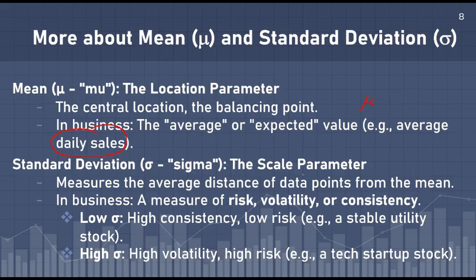Now, standard deviation is called the scale parameter. It measures the average distance of data points from the mean. So, if the average distance of data points from the mean is more, you will find that the spread of the normal distribution is more.